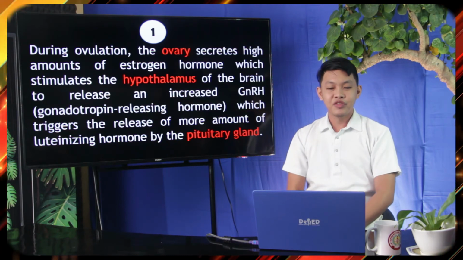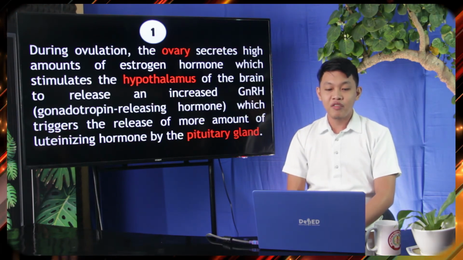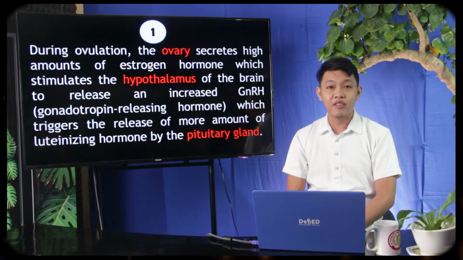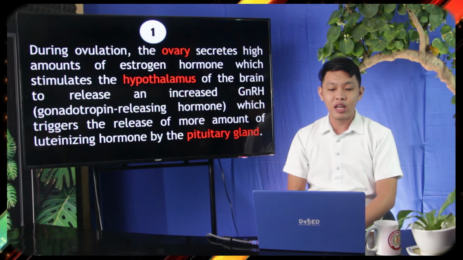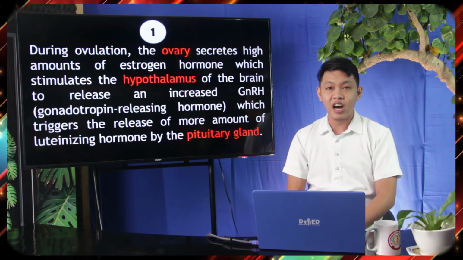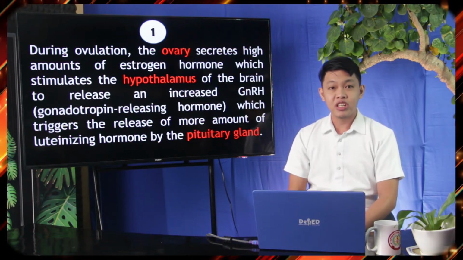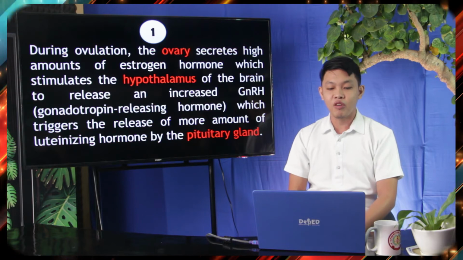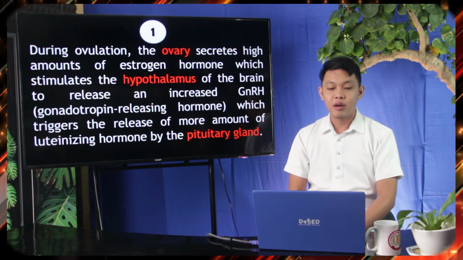Ready? Let's start. Number 1. During ovulation, the ovary secretes a high amount of estrogen hormone, which stimulates the hypothalamus of the brain to release and increase GnRH or gonadotropin releasing hormone, which triggers the release of more luteinizing hormone or LH by the pituitary gland.